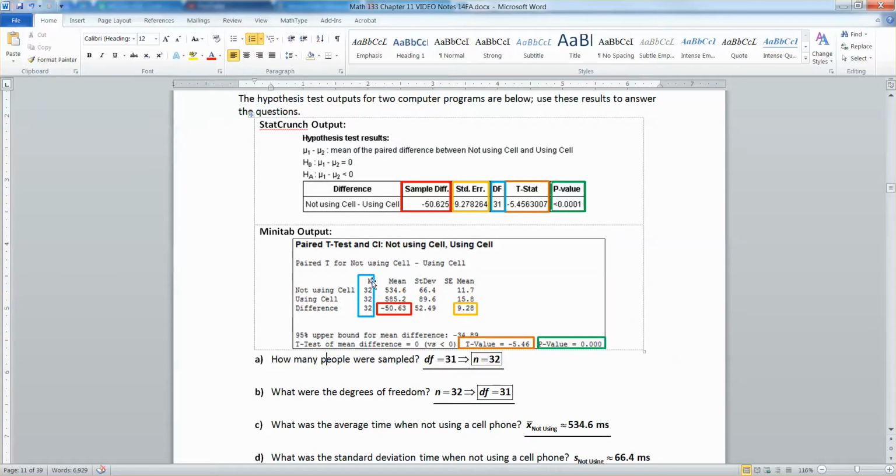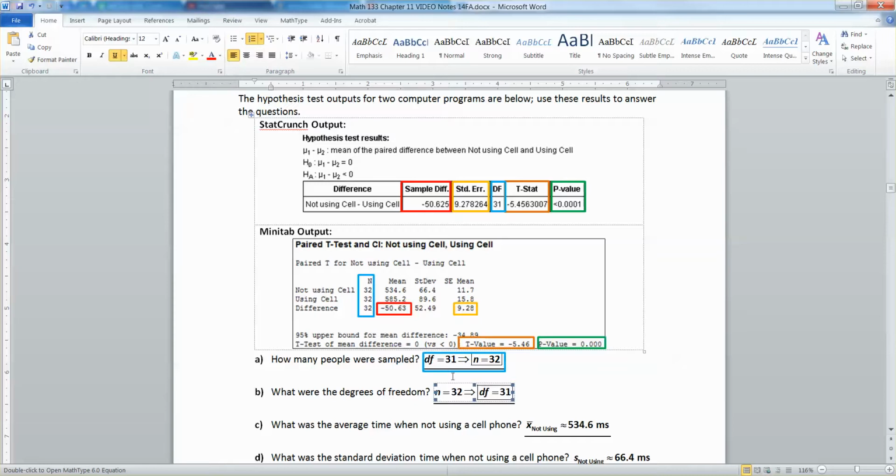Well, in Minitab, it's really easy to see. I've kind of put in this little blue box right here. It's 32. Now, it's a little bit harder to see in StatCrunch. If you were only given StatCrunch, you'd have to use the fact that the degrees of freedom is 31, which I put in that little blue box right there, and you'd have to add 1 to it in your head and make 32.